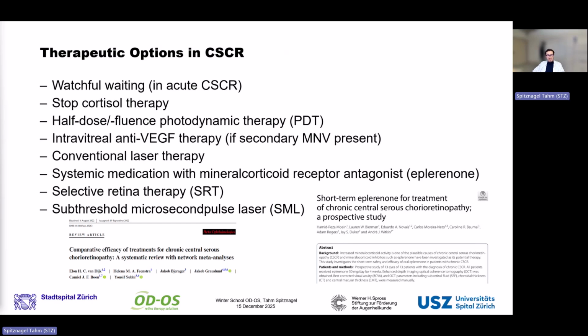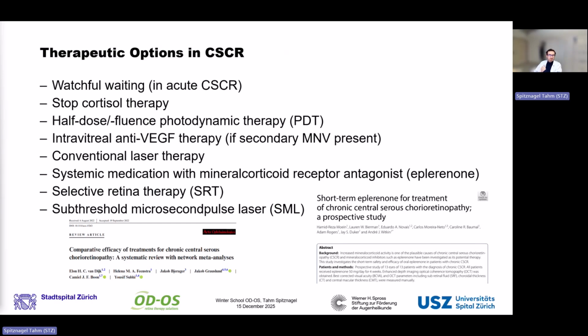Systemic mineralocorticoid receptor antagonists, such as eplerenone, have been investigated as well based on the hormonal pathophysiology of CSCR. However, those randomized controlled trials have shown limited to no benefit over placebo. For example, the VICI trial. So its role remains controversial.